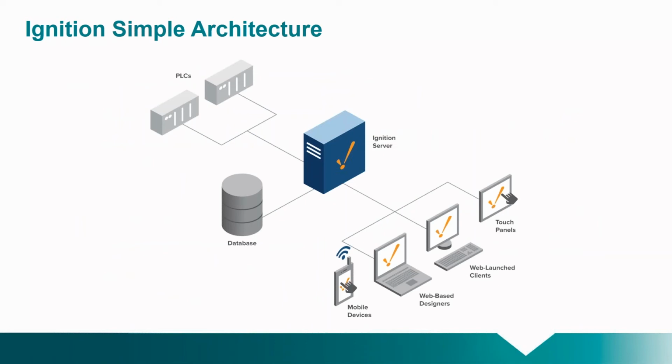Now, if we take a look at a simple architecture, the Ignition server is going to be sitting in the middle, connected up to PLCs, connected to databases, and then you have clients that are running, designers that are looking at that Ignition server. This Ignition server in this example architecture has a direct connection to those PLCs. Like Robert was talking about with the polling architecture, where you saw the graphic of polling information from multiple different locations, this architecture shows a little bit of that.